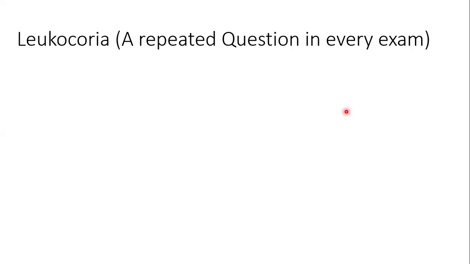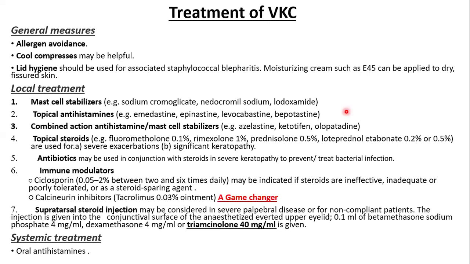Okay, so shield ulcer, usually you need to treat the cause. So you will start with mast cell stabilizer, antihistamine, steroids, lubricant, and then you will see if the ulcer healed. If not, then you can go for supratarsal steroid injection. In addition to that, you can use contact lens. In some cases, you might need to do scraping, I think.